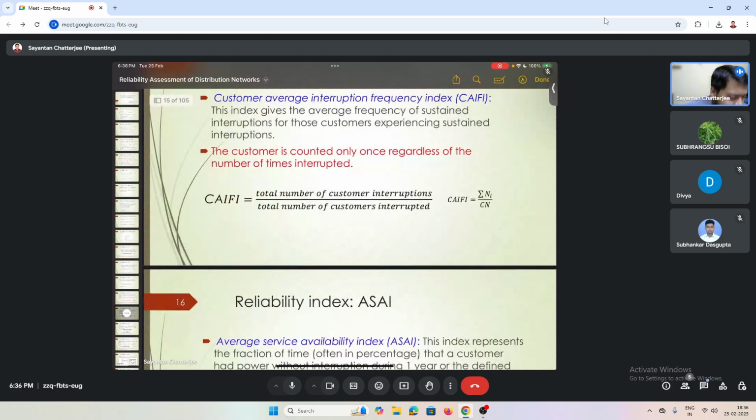Total number of customer interruptions by total number of customers interrupted. So the customer is counted only once regardless of the number of times the customer got interrupted. So this is the formula of KC: total number of customer interruptions by total number of customers interrupted.